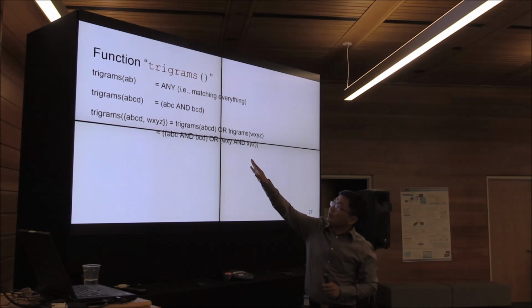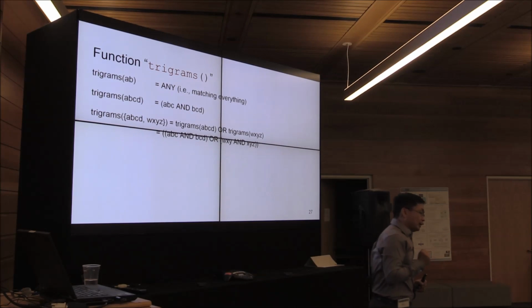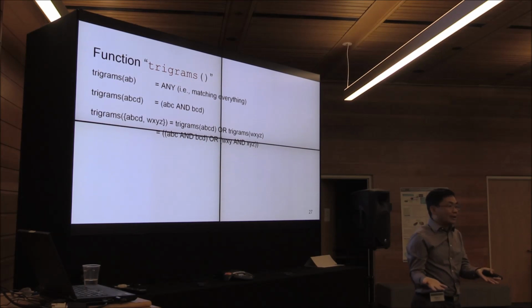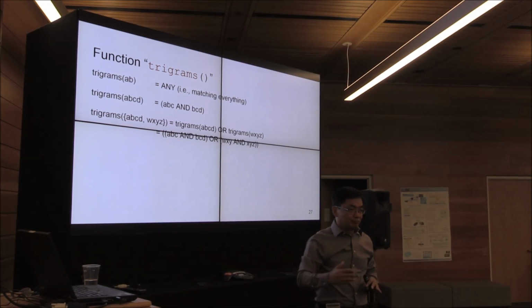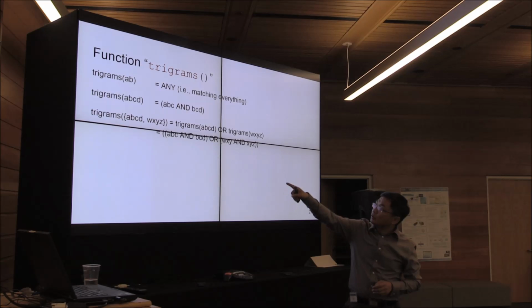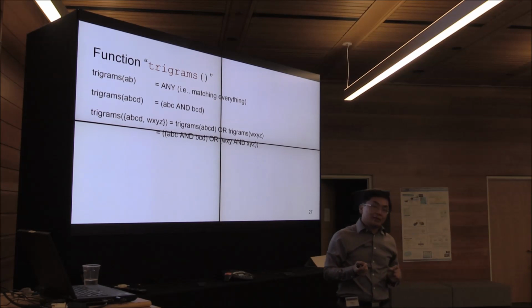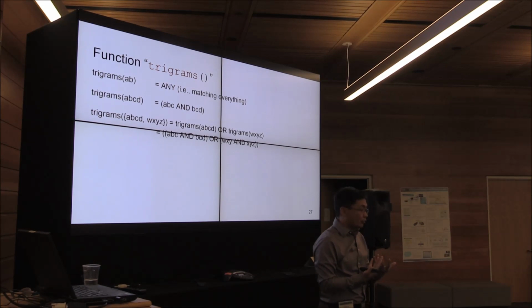So if we use 3-grams and the user gives us AB, since all the grams are 3 characters, you cannot use this inverted index. So "any" means you have to process everything. Now, if the query string is ABCD, then when you generate the grams, you have 2 3-grams.